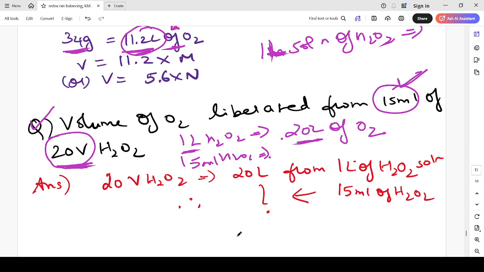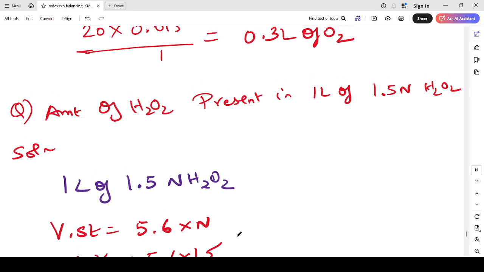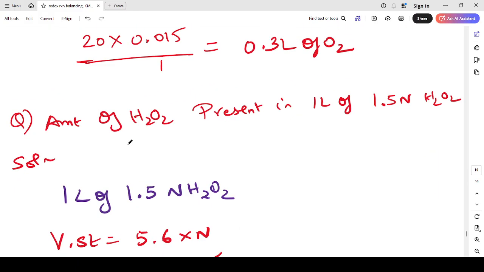Amount of hydrogen peroxide present in 1.5 normal hydrogen peroxide solution.